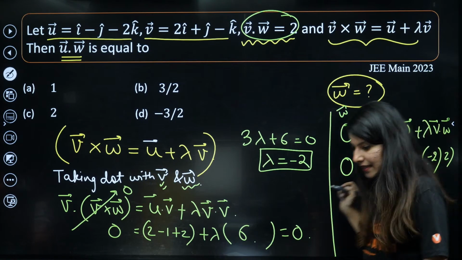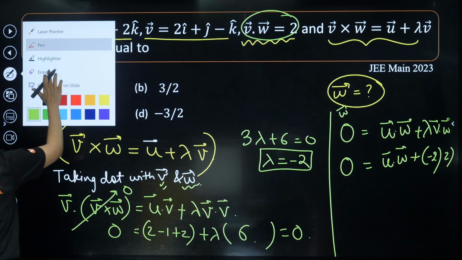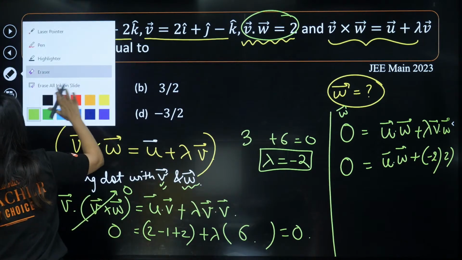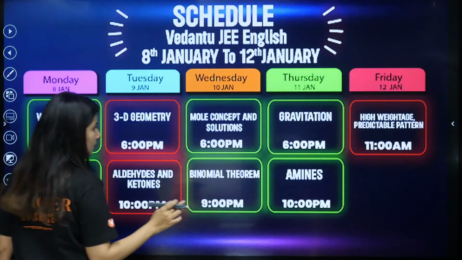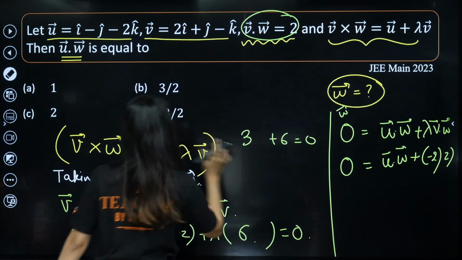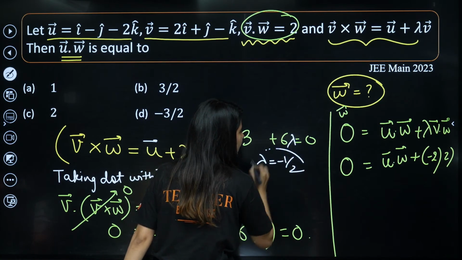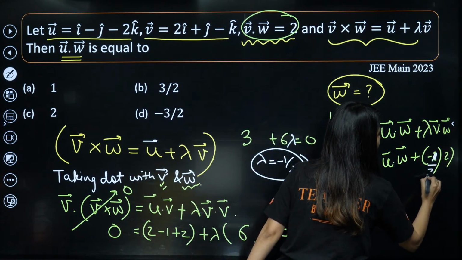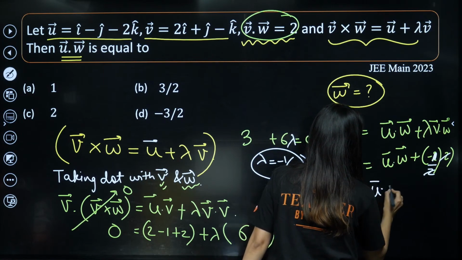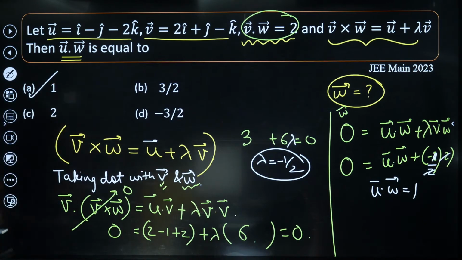So there is some mistake I guess I have done. 3 plus, okay, sorry. Yes, 3 plus 6 lambda. 3 plus 6 lambda is equals to 0. Lambda is coming out as minus half. So this is minus 1 by 2. 2 gone. So U dot W is coming out as what? 1. So option A is absolutely right. Okay. Yes. Thank you so much. Thank you Arvind. Thank you Vijay Lakshmi.